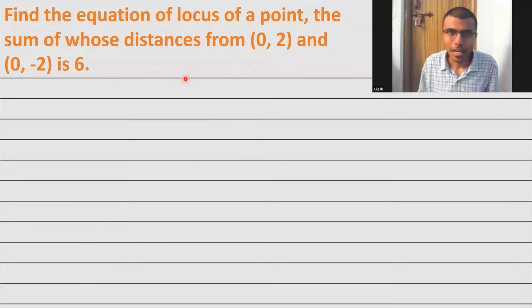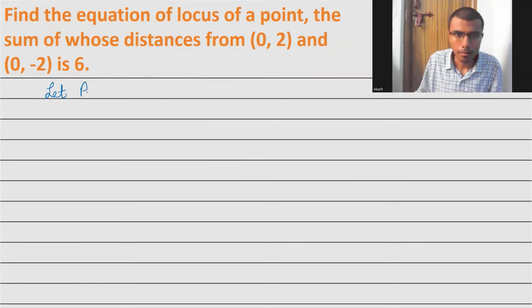Hello learners. Here it's given that the sum of distances from these 2 points is 6. Okay, we need to find the equation of locus of such point. My first step is, let P(h, k) be any point on the locus.